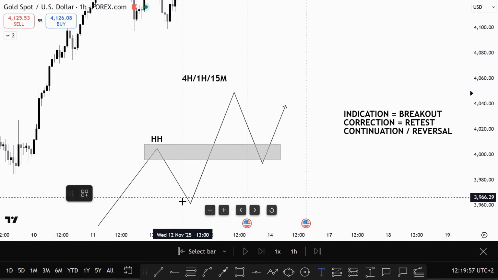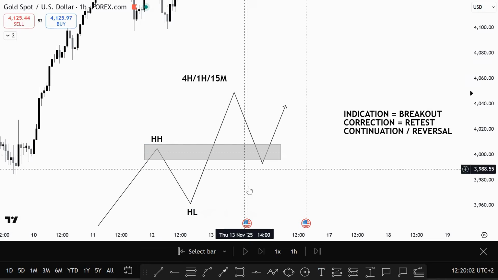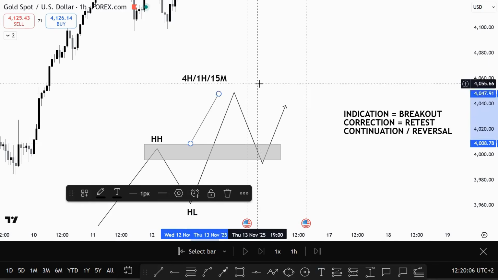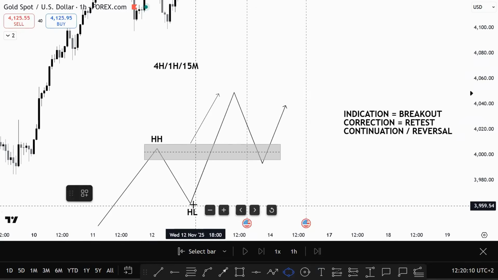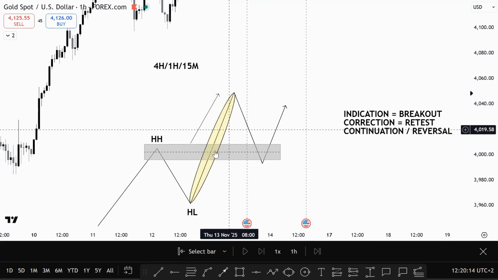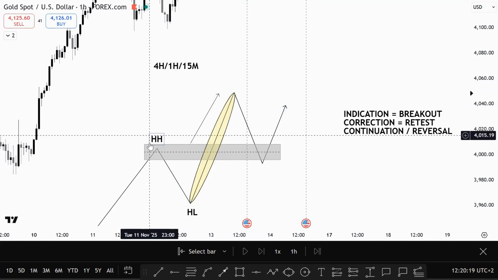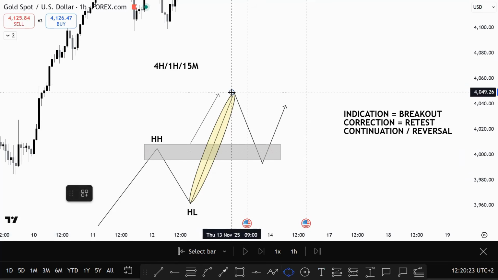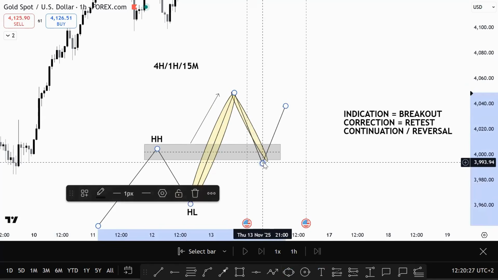And then we had price giving us a higher low at this area, price coming from the downside going up. So whenever price breaks above a higher high to the upside, price then gave you an indication. We call all of this move here to the upside the indication, where price gave you an indication that price above this high would be bullish.